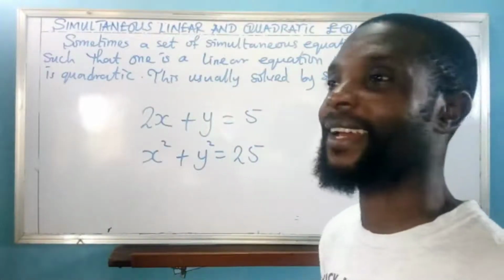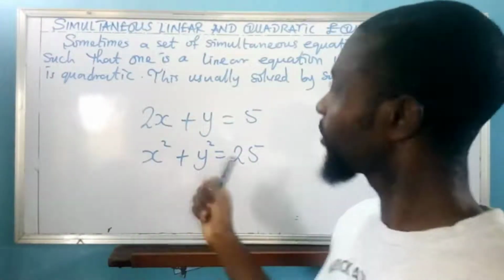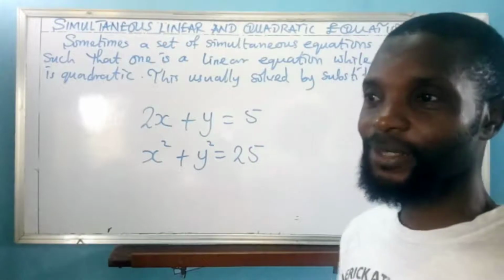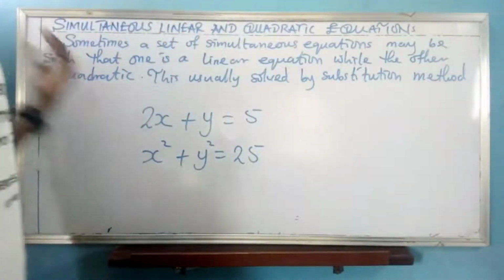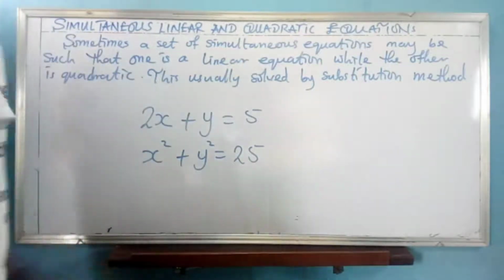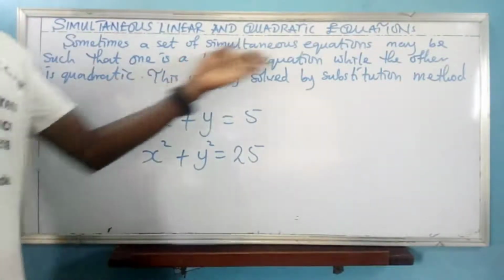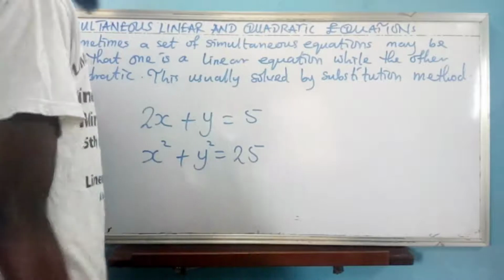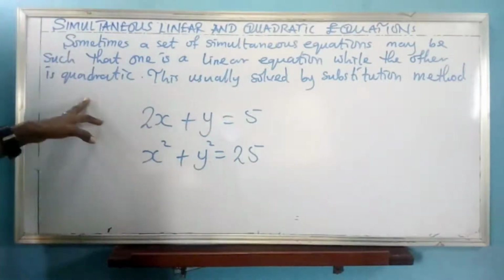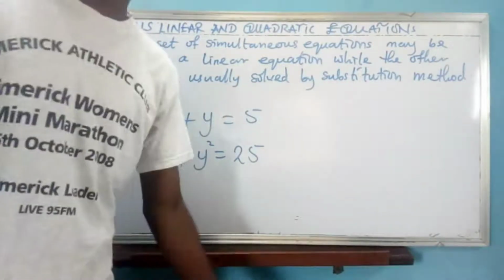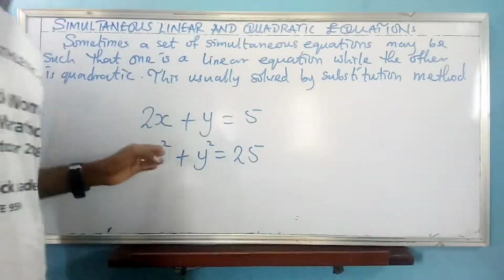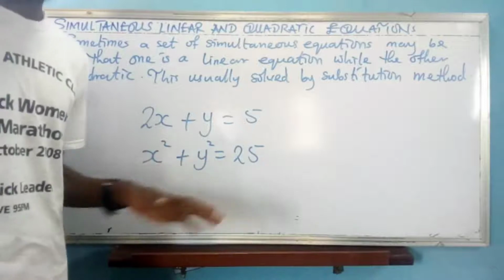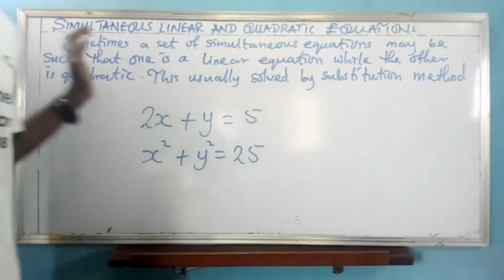So anytime you have something like that, most times when we want to solve something like this, just like the text I'm having on the board here, it says sometimes the set of simultaneous equation may be such that one is a linear equation while the other is quadratic. This is usually solved by substitution method. Mostly you have to use substitution method because you can't say you want to cancel this one. The best thing you can do is you substitute.